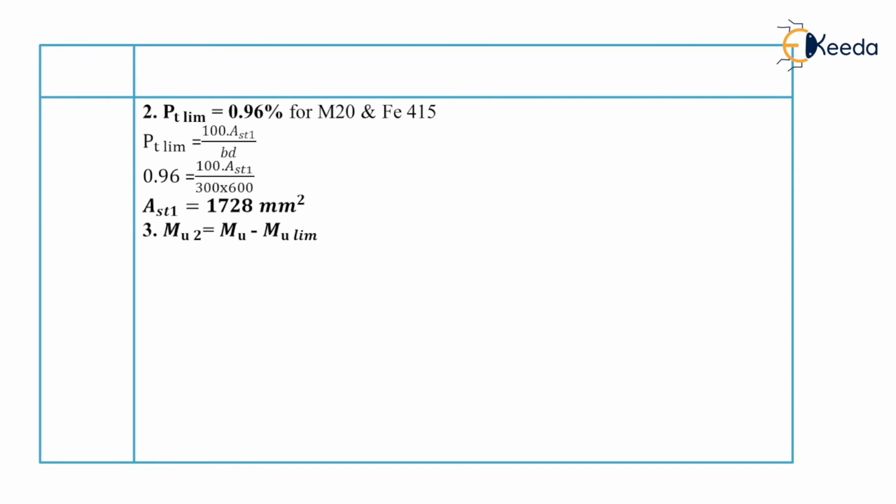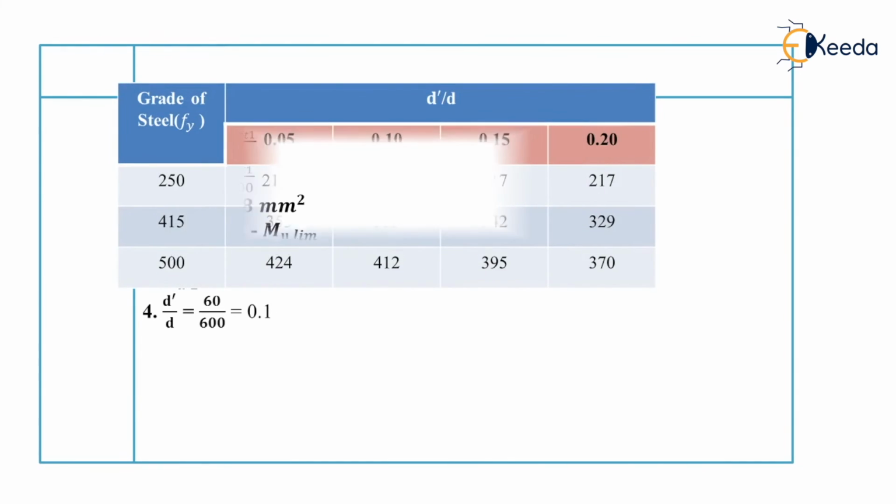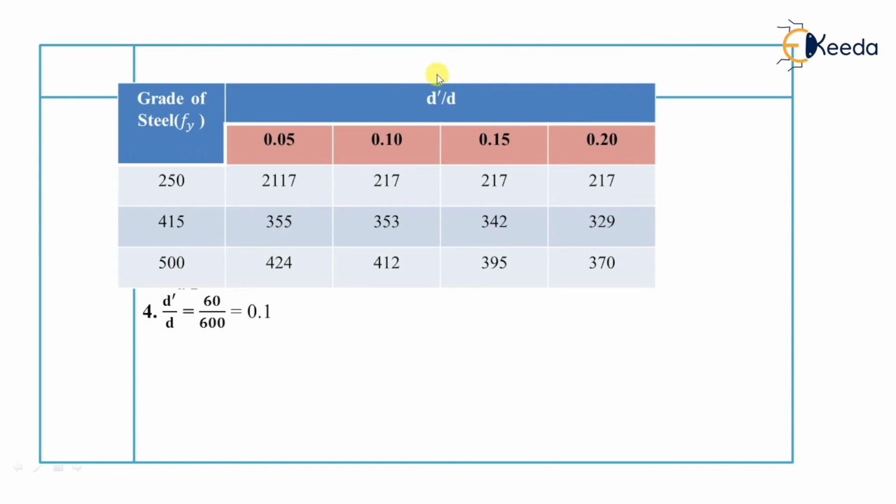Now we will find out the extra moment to be resisted by the compression steel and additional tensile steel. So Mu2 is equal to Mu minus Mu limit, and Mu2 is equal to 22.75 kilonewton meter. Now to find out Fsc and Fcc, firstly we will take the ratio of d dash by D. d dash, that is the cover, is given as 60 mm. D is given as 600, so 60 divided by 600 is equal to 0.1, and for the ratio d dash by D equal to 0.1, Fsc value is 353 Newton per mm square.